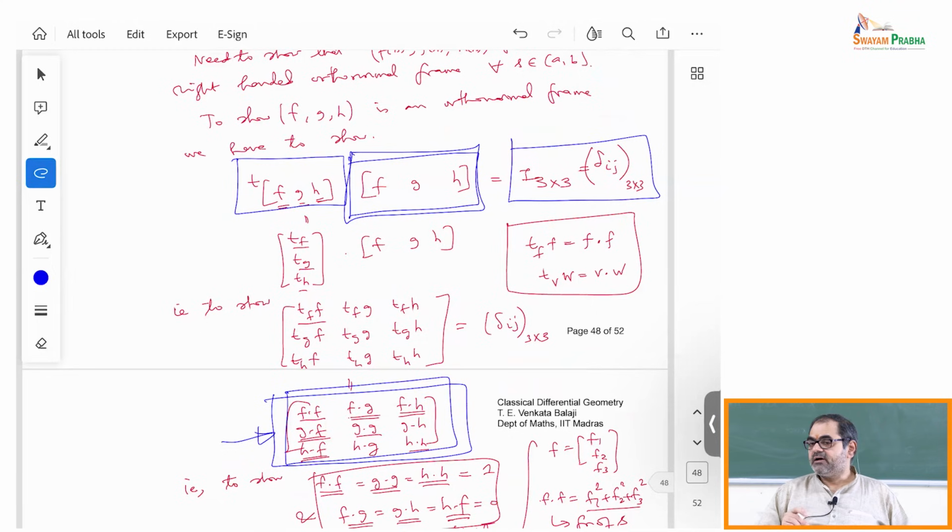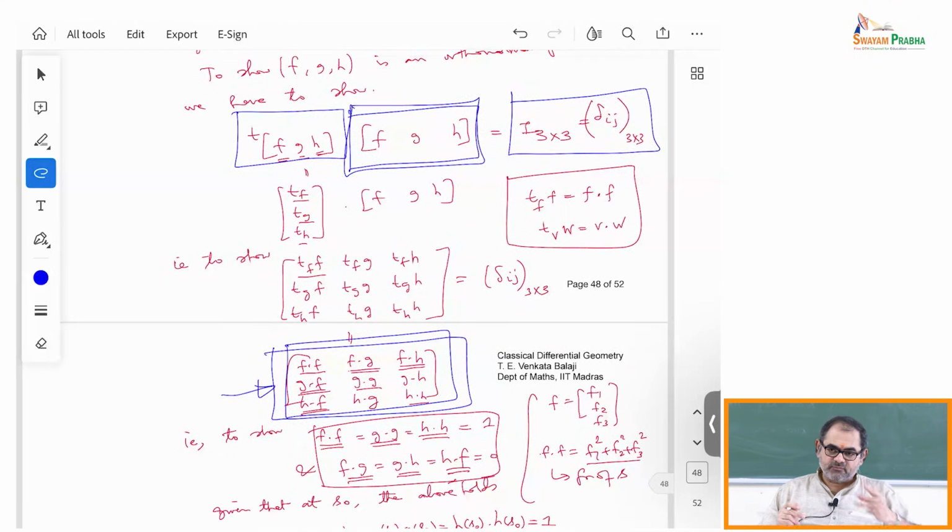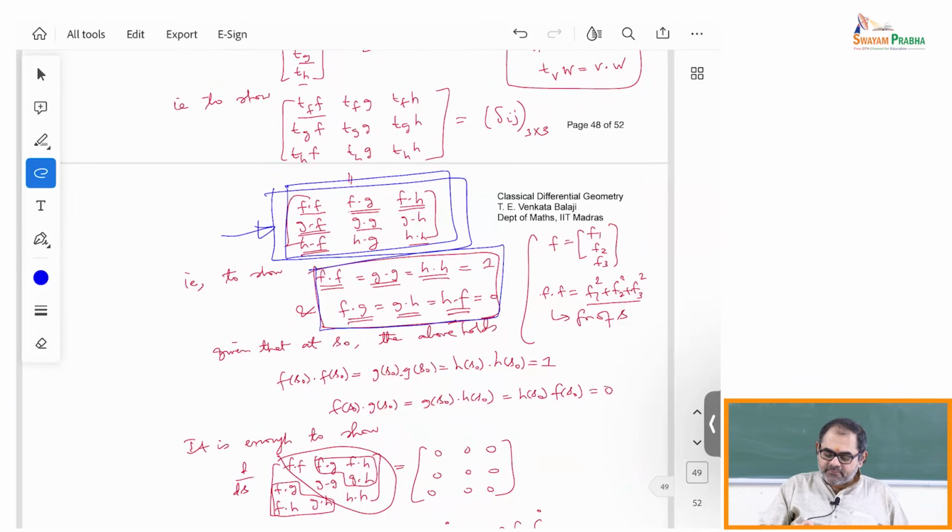these 9 dot products, because it's a symmetric matrix, there are only 6 involved. You have to show that these dot products are respectively 0 or 1, in the sense that F, G and H should be mutually orthonormal. They must be mutually orthogonal, and they should have length 1. Now for that, you take these 6 relations, namely the self dot products are all 1 and the mixed dot products are all 0, and you are trying to show that this always holds. What is known is that it holds only at S0. At S0 it is i, j, k, therefore these conditions hold, but you want to show that it holds for every S.